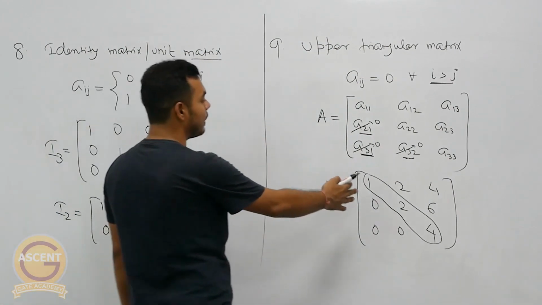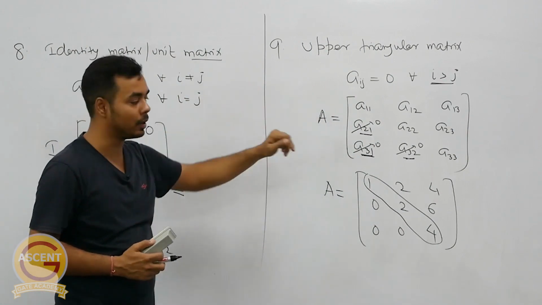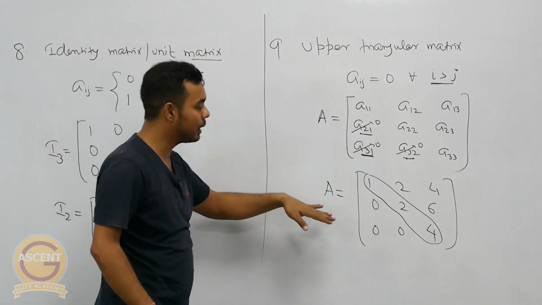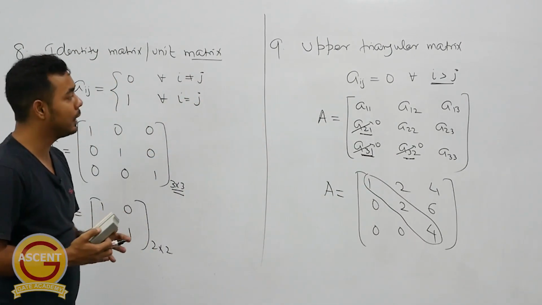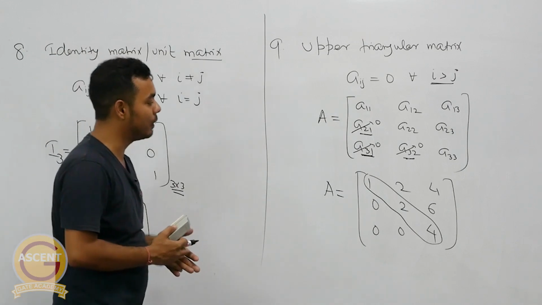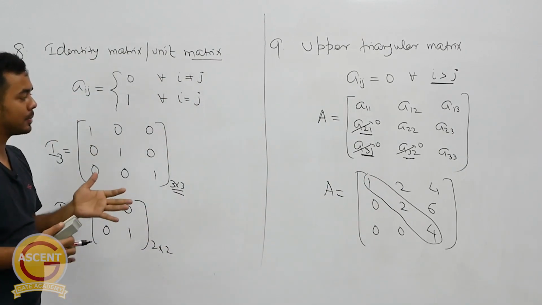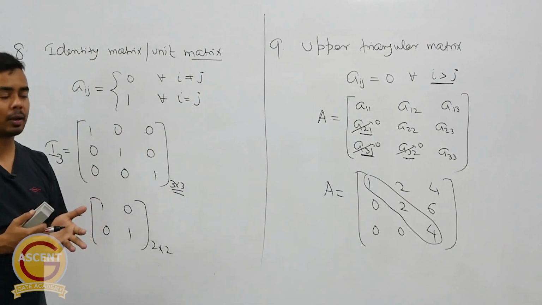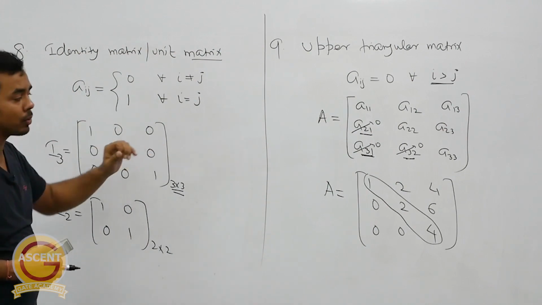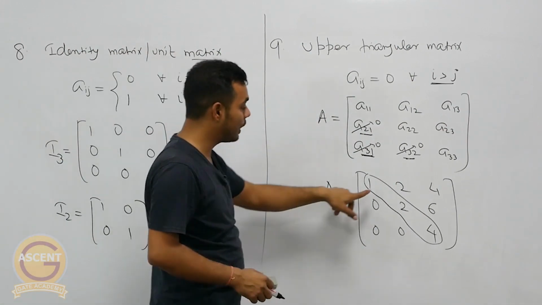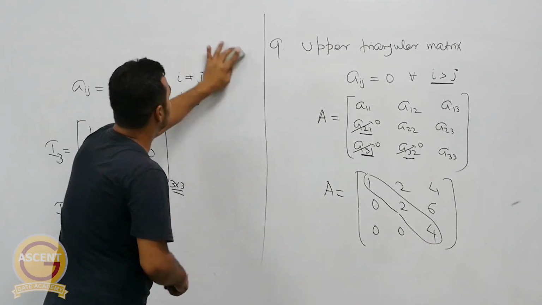Now I am taking examples of only 3 cross 3 matrices, but it is not necessary that an upper triangular matrix is only for a 3 cross 3 matrix. It may be a matrix of order 4 into 4 or 5 into 5. But the important thing is that it has to be a square matrix. Only then this diagonal will be defined. All the matrices we have seen, like a scalar matrix, diagonal matrix, upper triangular, lower triangular, identity, all these are square matrices. Whenever this concept of diagonal comes into the picture, that will be defined only for square matrices. So this was number 9.